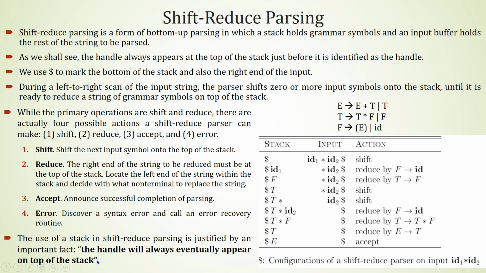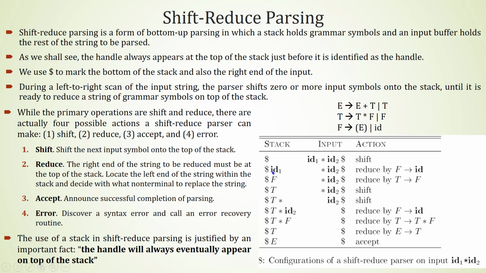So I will try to explain this shift reduce operation with the help of an example. Here the input is id star id, and for understanding purposes it is written as id1 star id2. There is a dollar to denote the end of the string, and also a dollar to denote the stack is empty. Here the first operation is shift. That means this id1 is shifted to the stack.